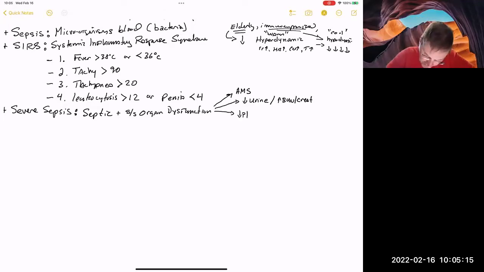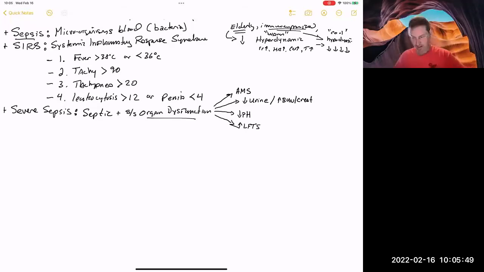Commonly, we see a decrease in the pH. Acidosis, right, is going to be common in severe sepsis, septic patients. You could see an elevation in the liver function tests if the liver's taking a hit, right, and so on and so forth. So if you have a patient who is septic, sepsis, plus signs and symptoms of organ dysfunction, then we say that this patient has severe sepsis.